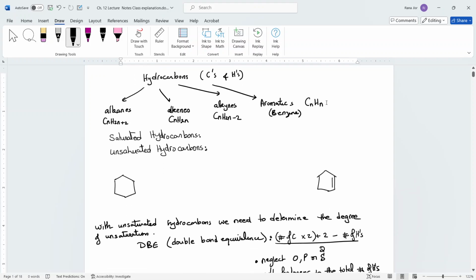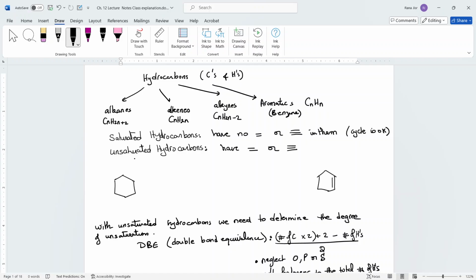Before going into their nomenclature, let's define those two terms, saturated and unsaturated hydrocarbons. Saturated hydrocarbons have no double bonds or triple bonds in them. However, a cycle is okay. So you can have a cycle in the saturated hydrocarbon and still call it a saturated hydrocarbon. Unsaturated hydrocarbons are hydrocarbons that have a double bond or a triple bond in them.